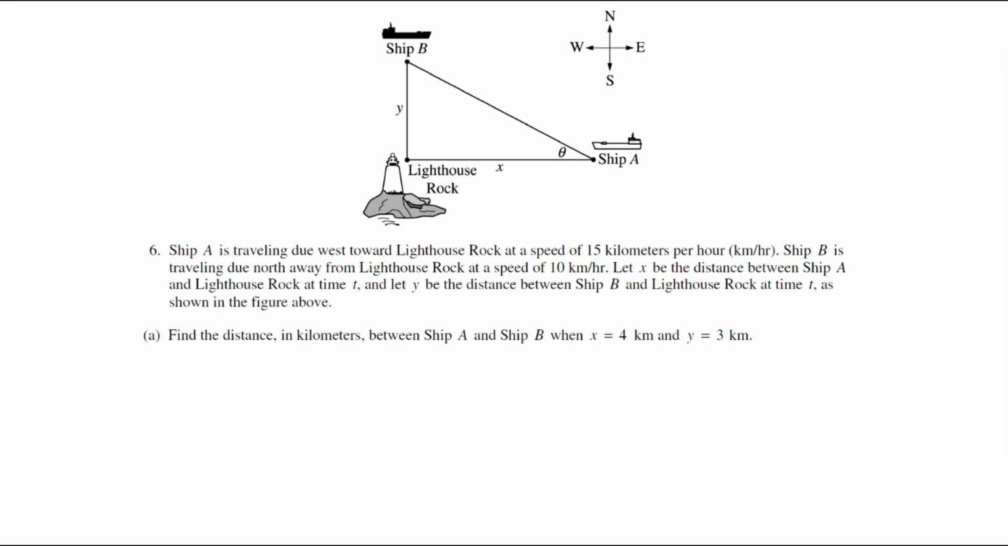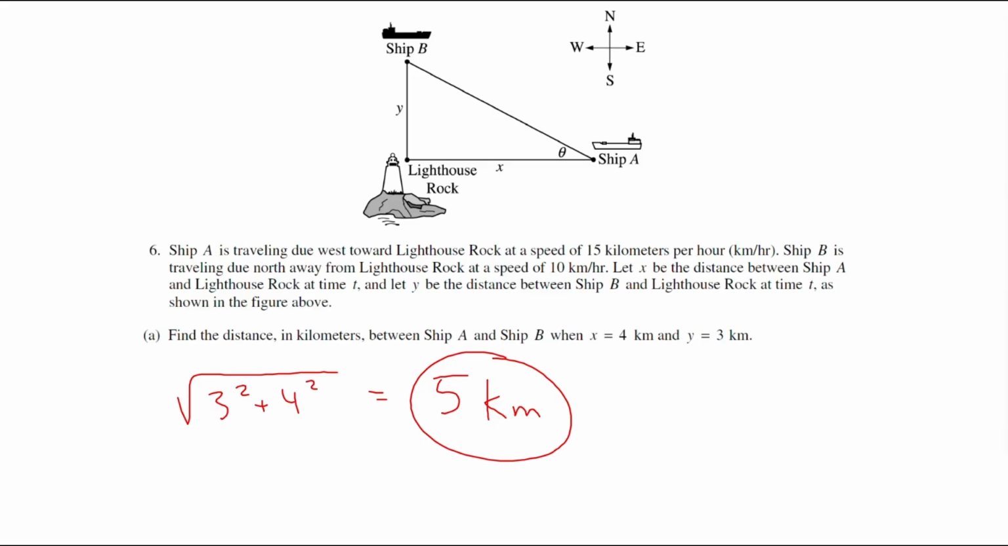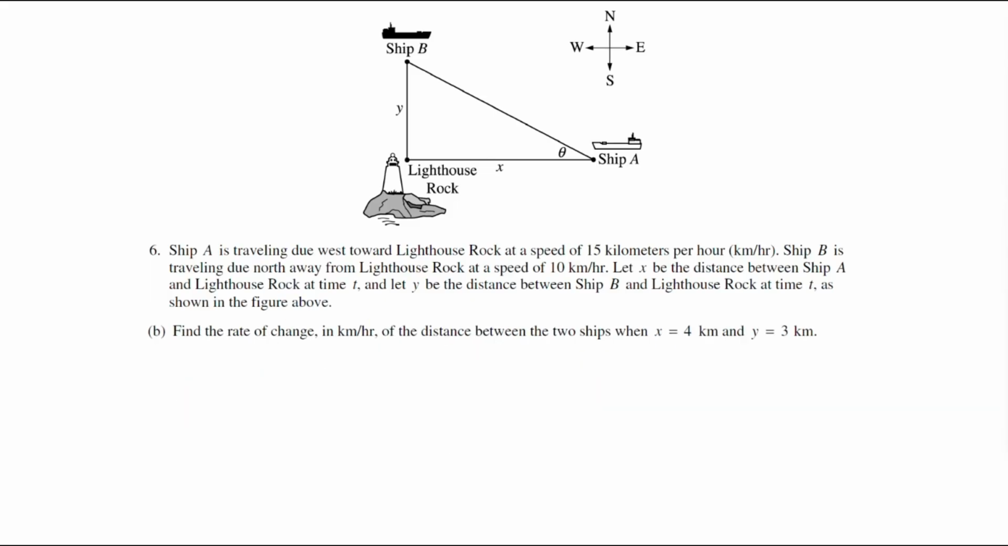Well, that's hardly even a calculus problem, right? That's just Pythagorean theorem, right? This is just the square root of 3 squared plus 4 squared, which we should know is 5 kilometers. And of course, no surprise, there's only 1 point for that, because that's way too easy to be on an AP Calculus AB exam. That's a free point right there.